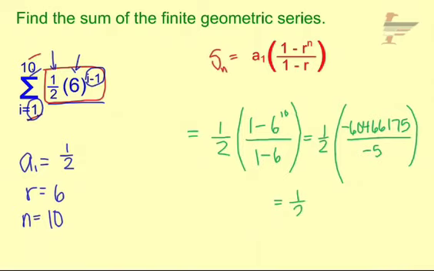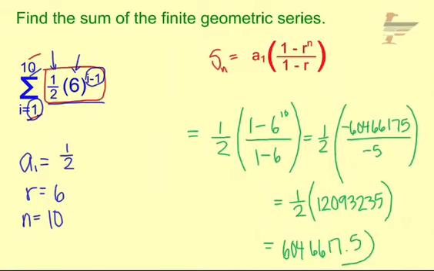So we have 1/2 times, and when we divide by that negative 5, we end up with a positive 12,093,235. And then the last thing we do is multiply that by our first term, which was the 1/2. In the end, we get our total sum to be 6,046,617.5. So there is our sum of the finite geometric series.